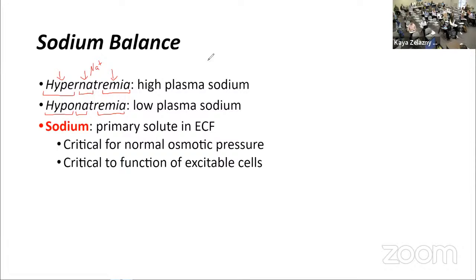Okay, so sodium is critical for normal osmotic pressure. Okay, so it's critical for the normal force, that pull on blood. And it's also critical to functioning of excitable cells. Excitable cells are the ones that have action potentials. So we're thinking nerves, neurons, your brain, and we're also thinking of heart cells, right? So sodium and solute concentrations are actually really important when we're thinking about heart problems as well, potentially.